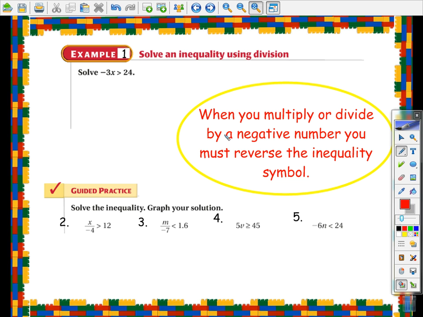This is the main rule you need to remember. When solving inequalities, if at any point what you do to solve is multiply or divide by a negative, then you have to reverse the inequality symbol. So example 1, I'm going to divide by negative 3. What I'm doing in red, it requires me to reverse the symbol. So it's x less than negative 8.